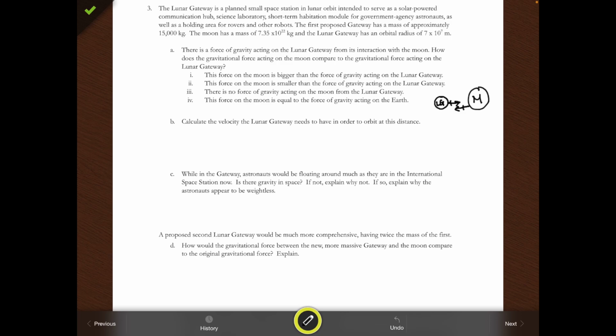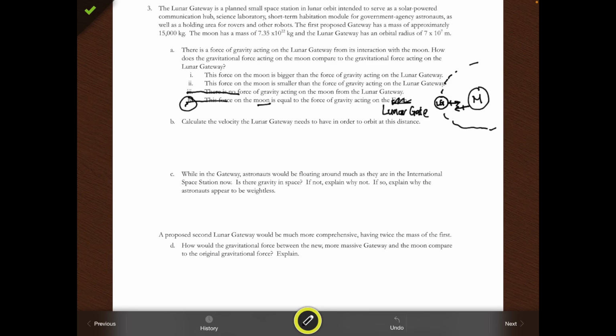This isn't comparing the moon to the Earth, so it can't be D. There's definitely a force of gravity acting on the lunar gateway, or else it wouldn't be doing its little cool orbiting thing. So I see there's a typo in here, and I'll have to correct this in class. But let's say that it's going to be D. The force on the moon is equal to the force on the lunar gateway. We'll fix those options in class.